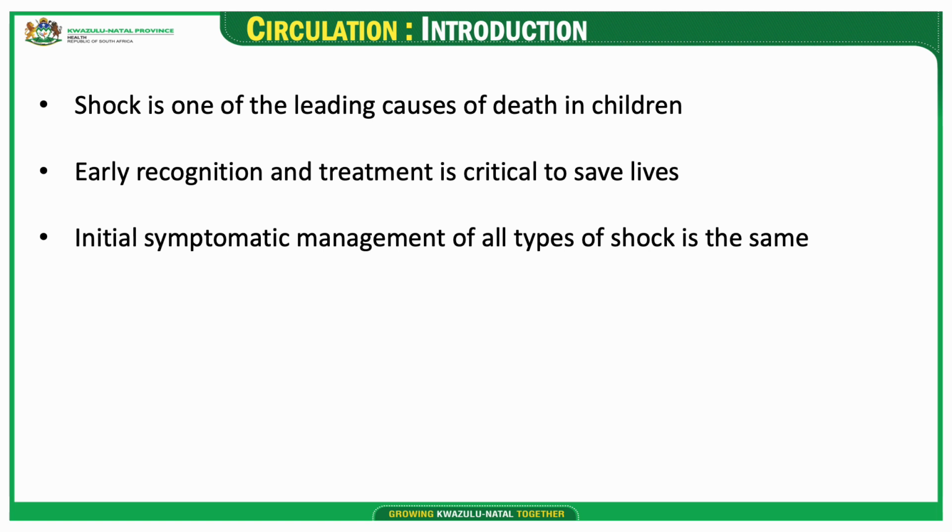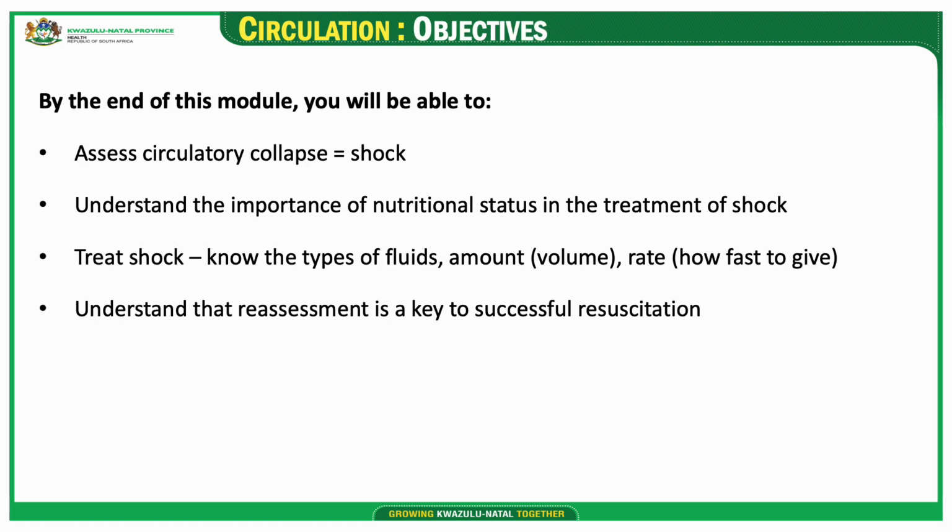Although we get different types of shock, like hypovolemic shock because of dehydration, distributive shock or septic shock, or cardiogenic shock, we know that the initial symptomatic management of all types of shock remains more or less the same. By the end of this module, I want you to be able to assess circulatory collapse, which is also defined as shock. So shock is the inefficient oxygen delivery to tissue.